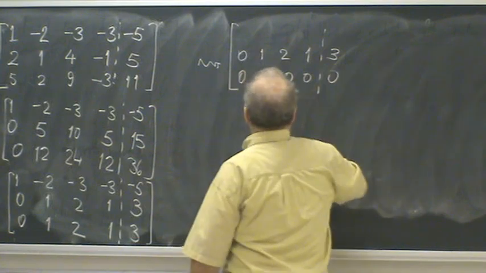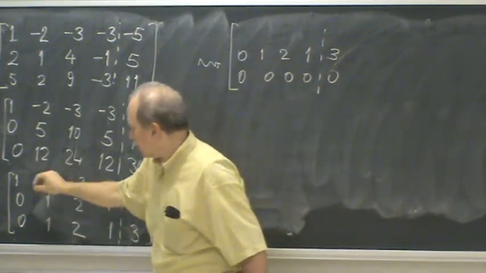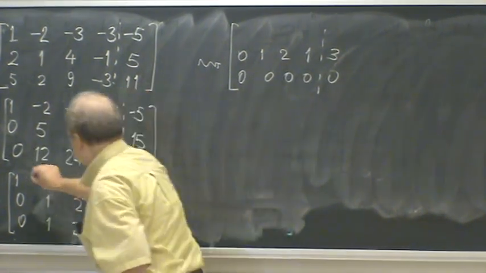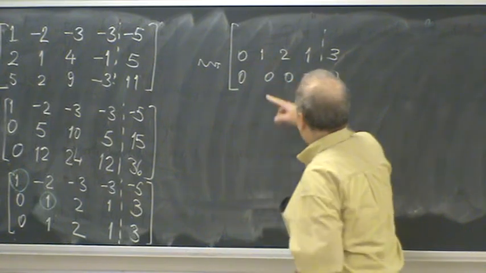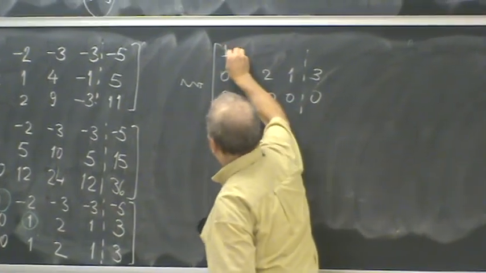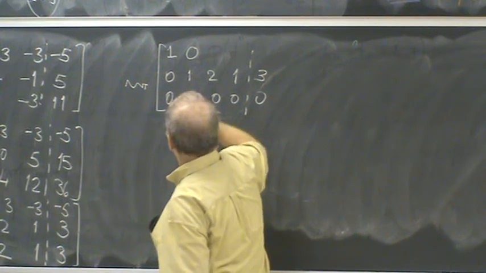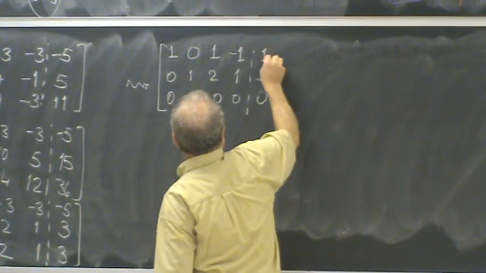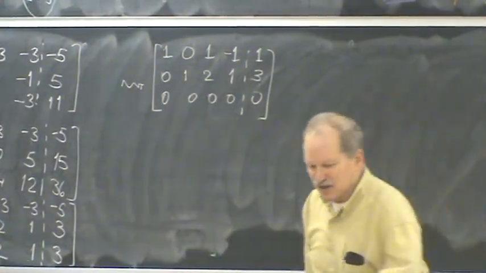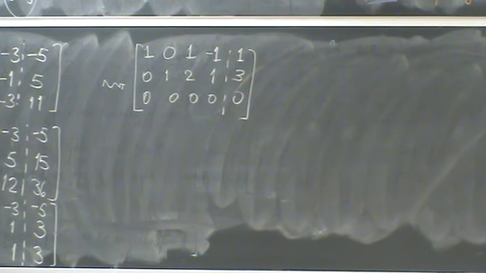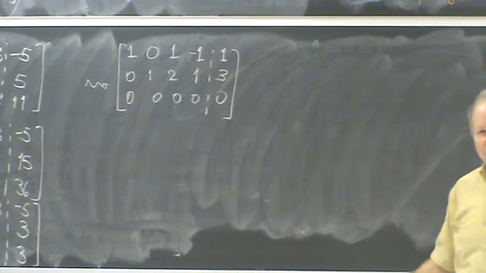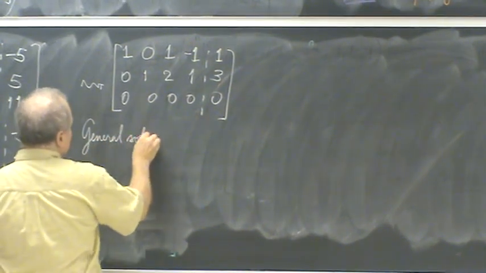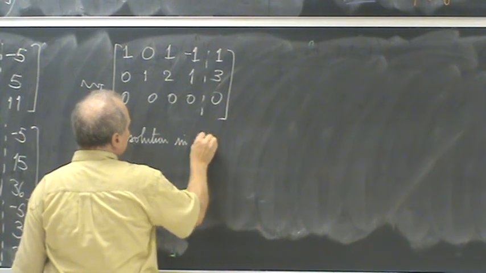And what does the first row do when I now try to put it in reduced echelon form? Again, I've got my pivots here. So I want to add twice the second row to the first. I get 1, 0, 1, negative 1, 1. Okay. So I just wanted to show you an example where we can write down the general solution in standard form. What are you going to have now? How many free variables, folks? Two.